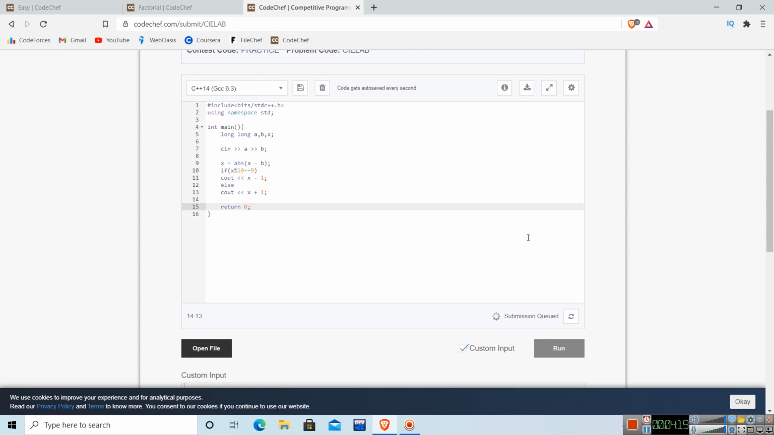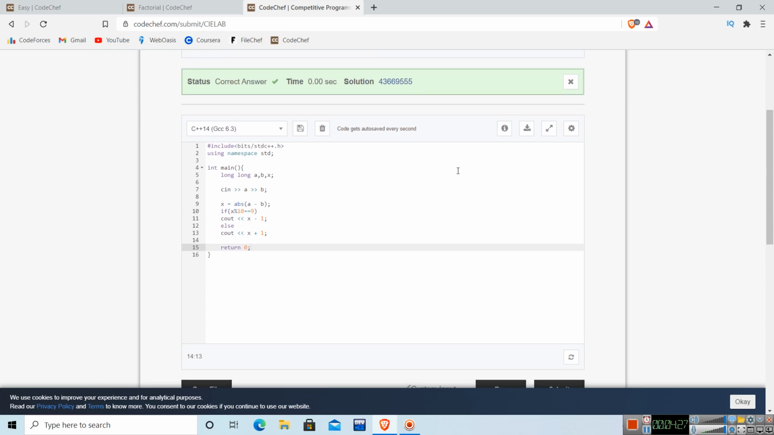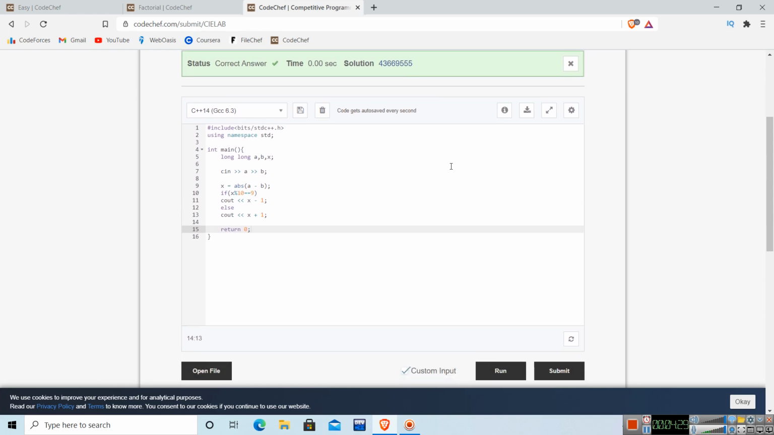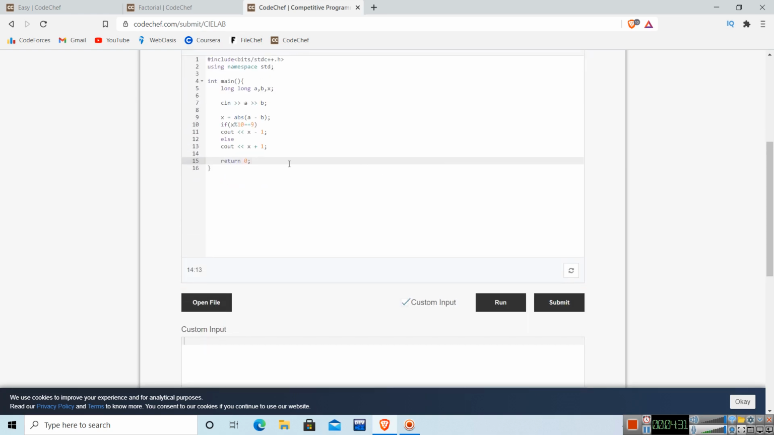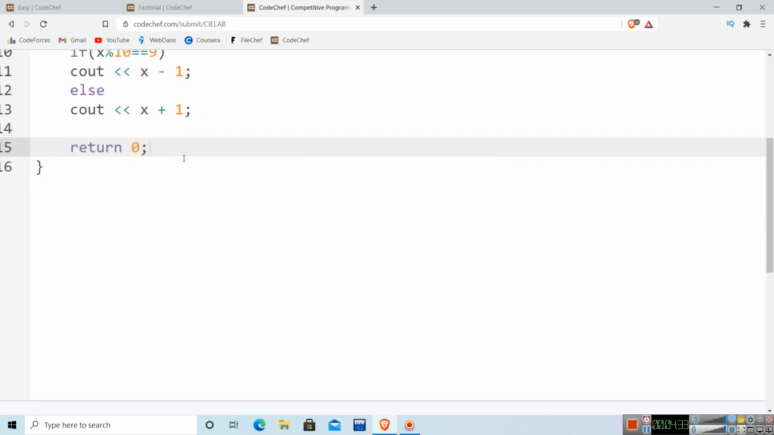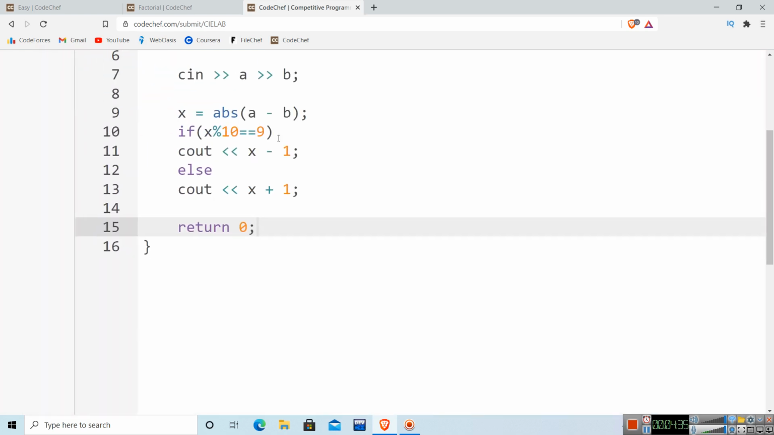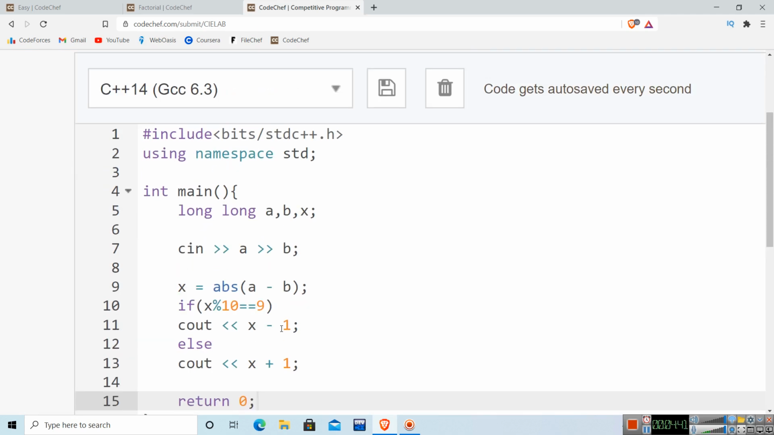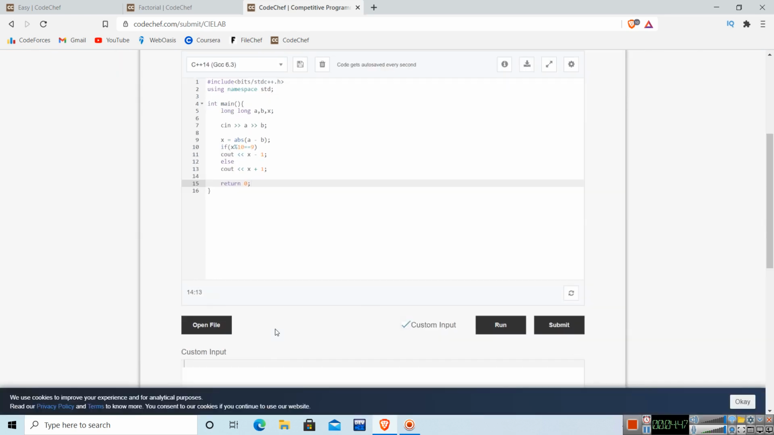If you did not understand this question, ask me in the comments guys, I'll explain it to you, but I hope that you all understand this. Yeah, so we got the correct answer in the first go. So it was simple. If the number mod 10 was equal to 9, we'll print x minus 1, else x plus 1, because it will give one digit different, and the rest of the digits will remain the same. So that's this question guys.